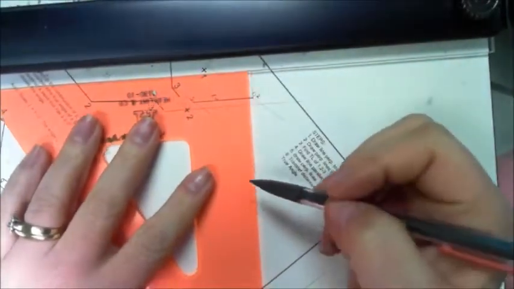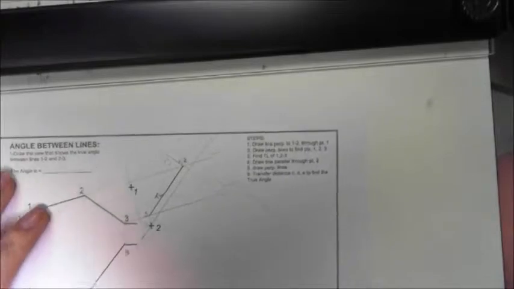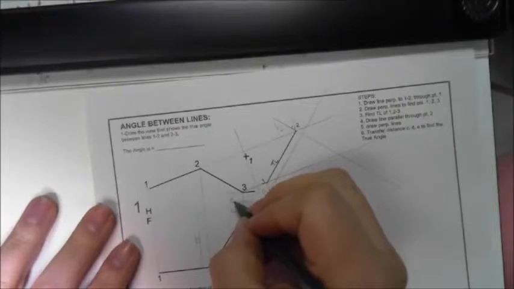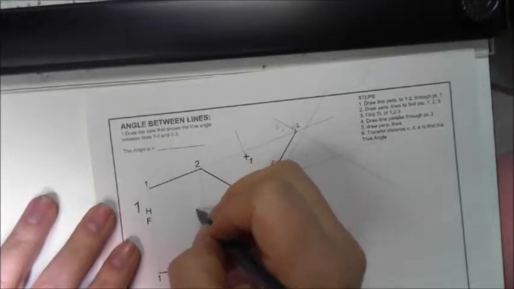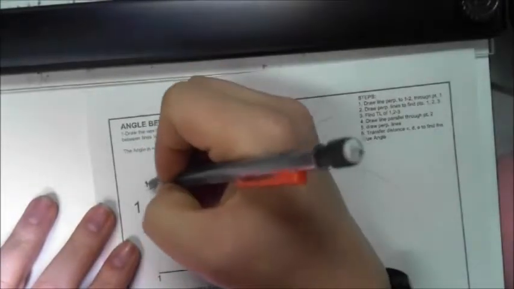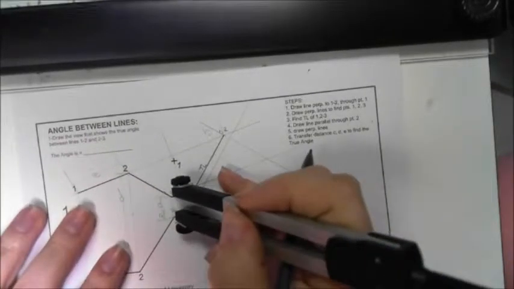Draw my lines perpendicular. And find our little measurements again so that we can transfer over so we can find the actual real angle. Okay, so we need to find measurement little c. We need to find from there to there, which would be the little d. And then we need to find that line, which is little e. So we need to transfer those over.